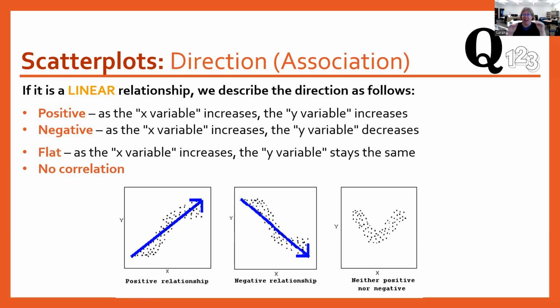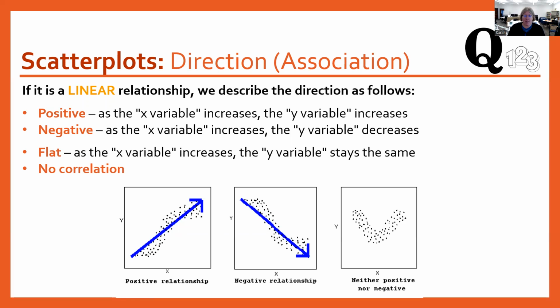If you have a flat line, that's kind of a form of no relationship. And that means as the x variable increases, the y variable stays the same. It doesn't change at all, it doesn't increase or decrease. And then there is no correlation at all. So it's just doing something kind of goofy.